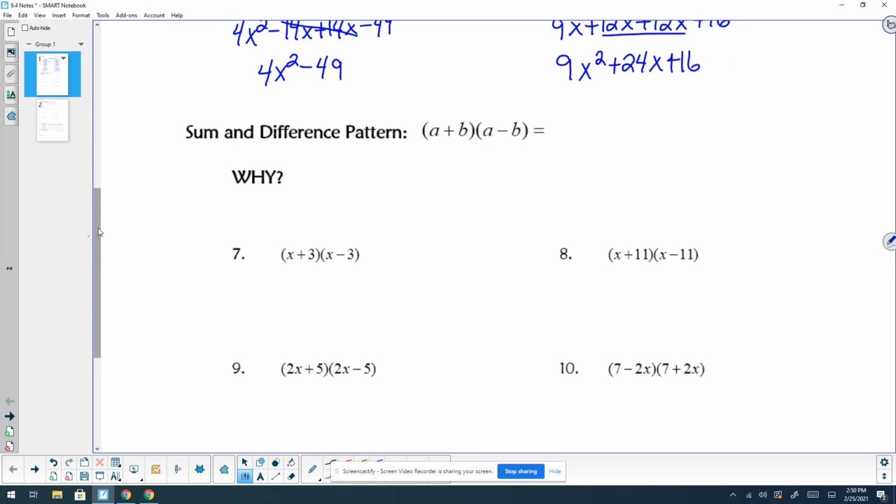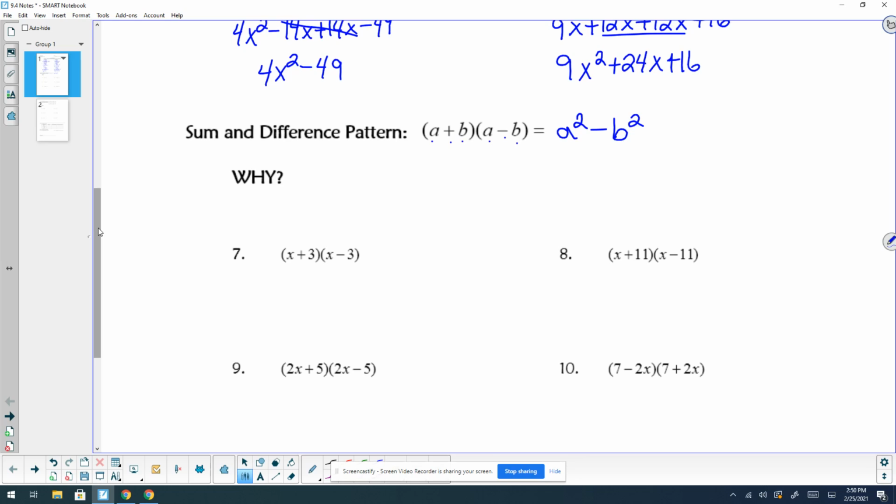There is a pattern that just happened here, and on the left-hand side, it was called the sum and difference pattern. If you can get this in your head and you can get this memorized, it's just going to make some of your problems much quicker and easier. So when there's a pattern, I have a plus b times a minus b. We end up with a squared minus b squared. Why?